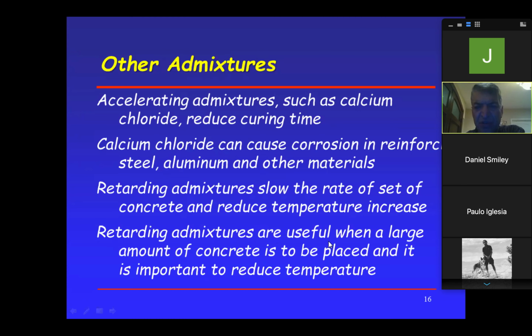Retarding admixtures are useful when a large amount of concrete is to be placed and it is important to reduce temperature. See, I just mentioned that. It's a large piece, is important. He doesn't say why, but it is because once it's set, then the guys cannot do the finish. And it is to reduce temperature. Also, the larger the piece, the larger the temperature. You don't want it to get too hot.